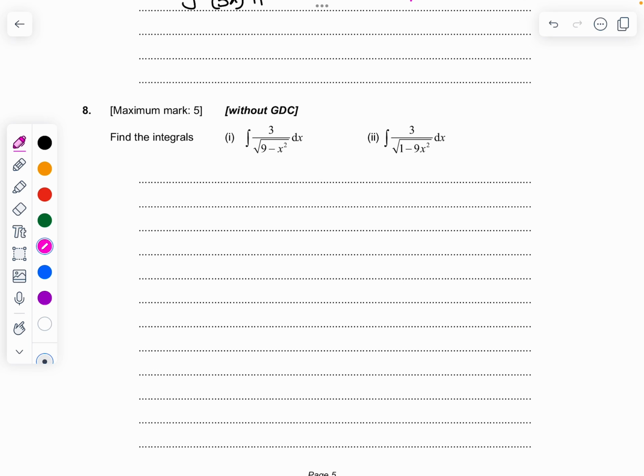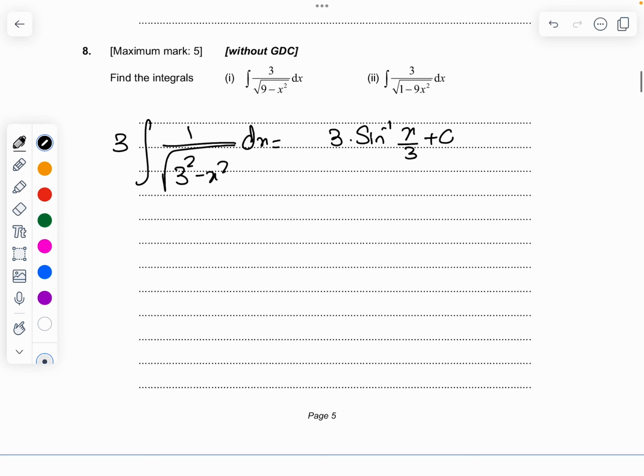Question number 8. Numbers pull outside. Integral of 1 upon square root of 3 square minus x square. This is the sine inverse formula. Sine inverse x upon 3 plus c.